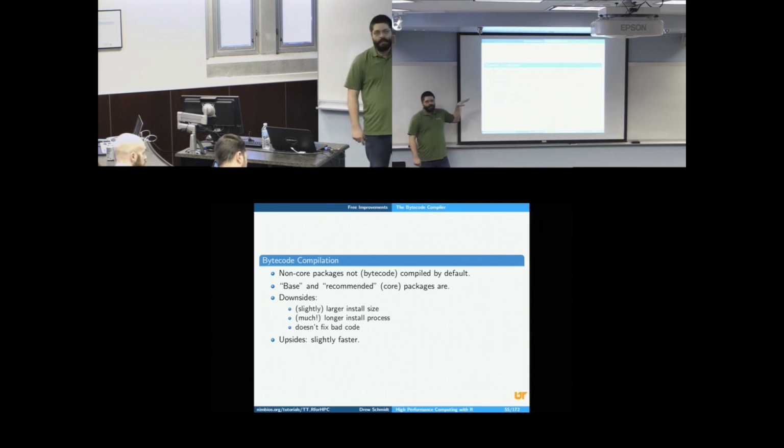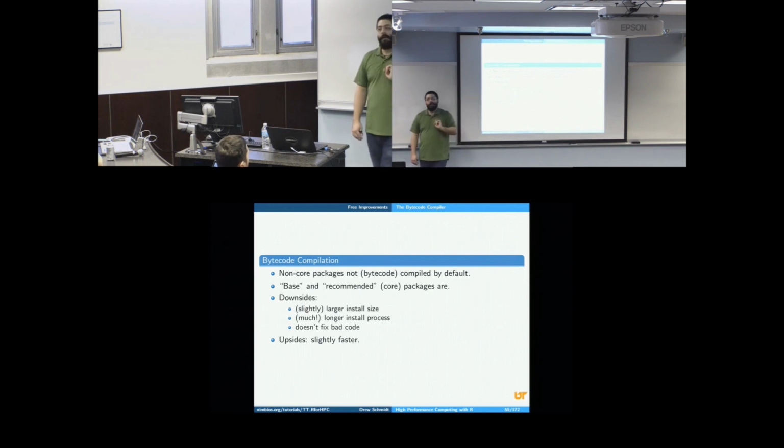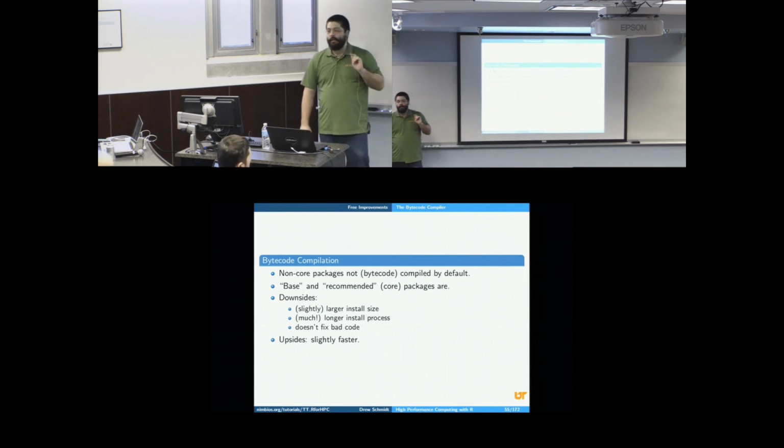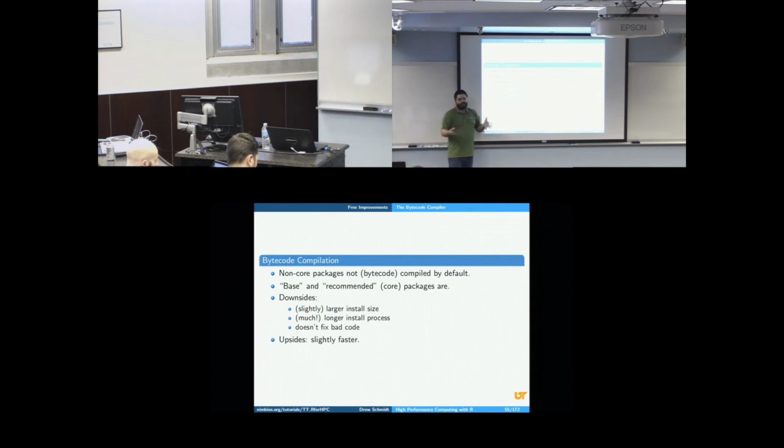So what are the downsides? Slightly larger install size for your package. Not a big deal today, because we're talking on the order of kilobytes. You probably won't notice. Much longer build process. So if you are developing your own packages, you probably don't want to bytecode compile until you're really ready to start testing performance or hand it off to other people, because the difference in time can be extraordinary if you have a lot of R code.